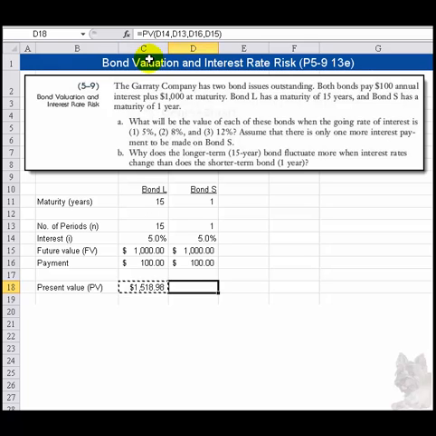And if I copy that over here to bond S, I get 1047.60. Okay. So what does that tell us? We've got a higher present value on the long-term bond than the short-term bond. Well, what happens at 8%? So all I've got to do now is change the 8%. This is part 2, right? Everything else remains the same.